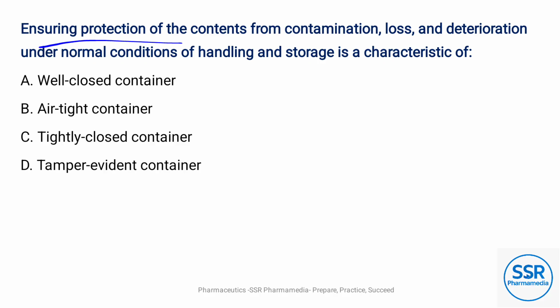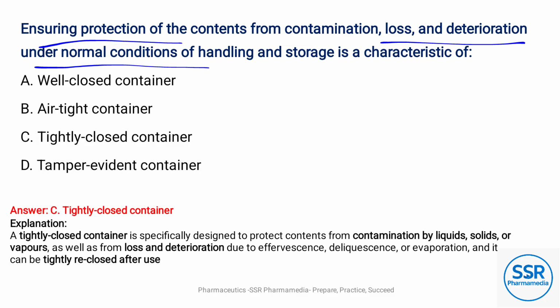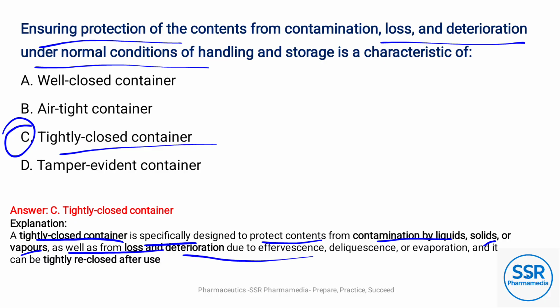ensuring protection of the content from contamination, loss and deterioration under normal conditions of handling and storage is a characteristic of option C, tightly closed container. So a tightly closed container is specifically designed to protect content from contamination by liquids, solids and vapors, as well as from loss and deterioration due to effervescence, deliquescence and evaporation, and it can be tightly reclosed after use.